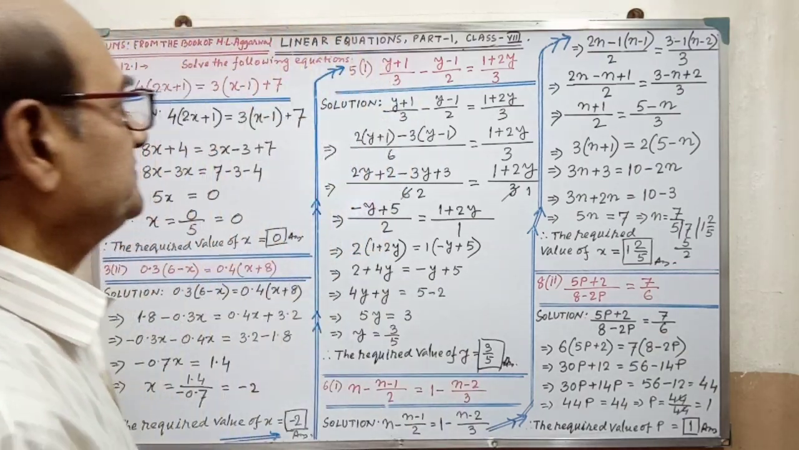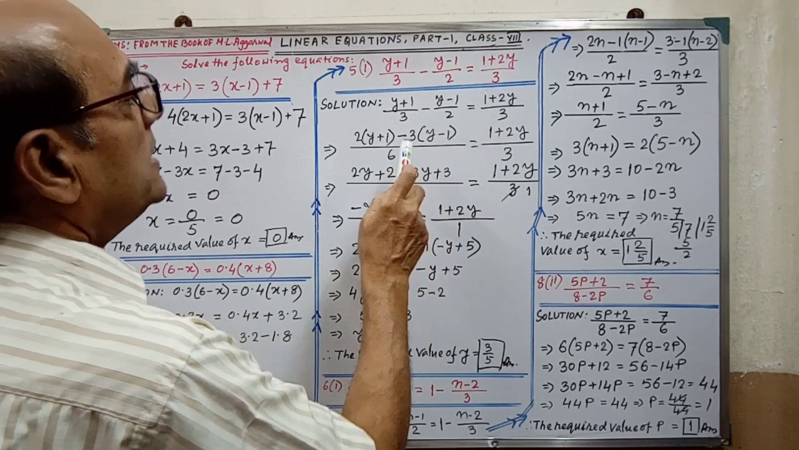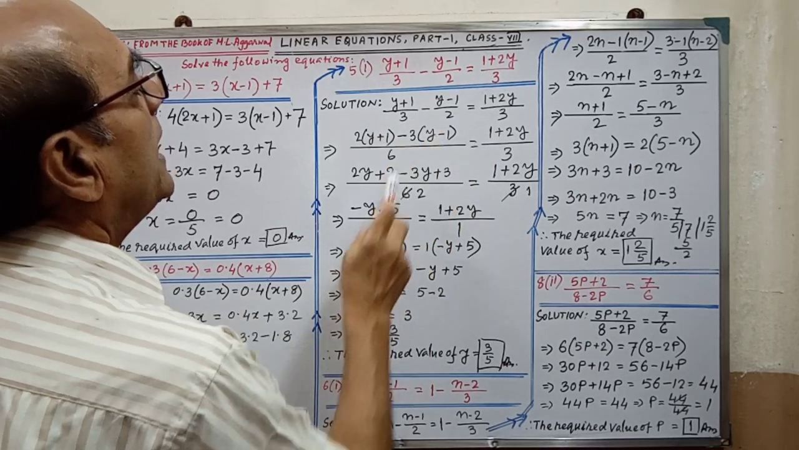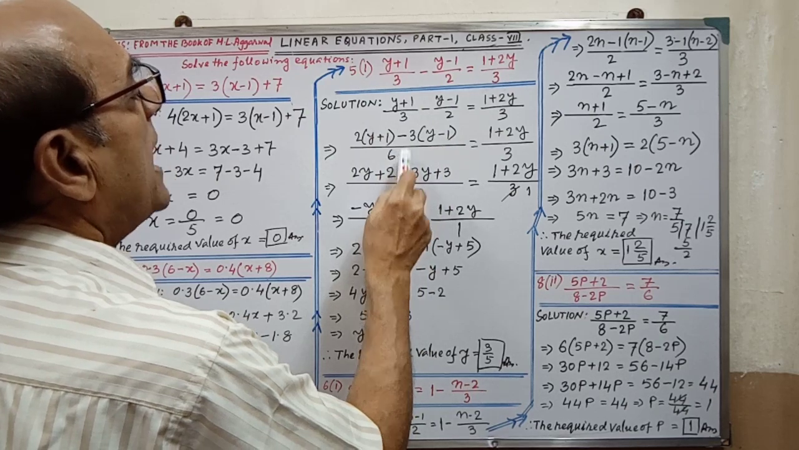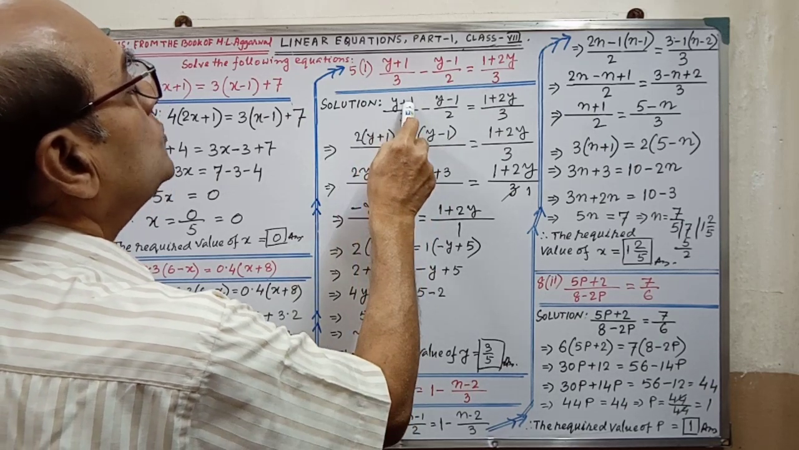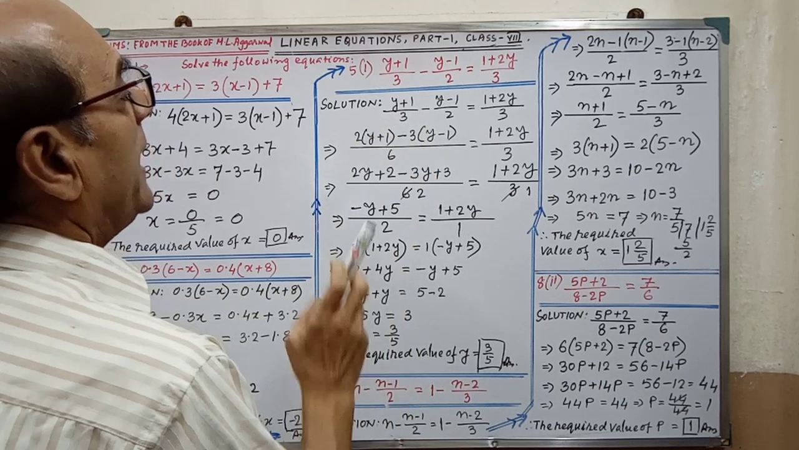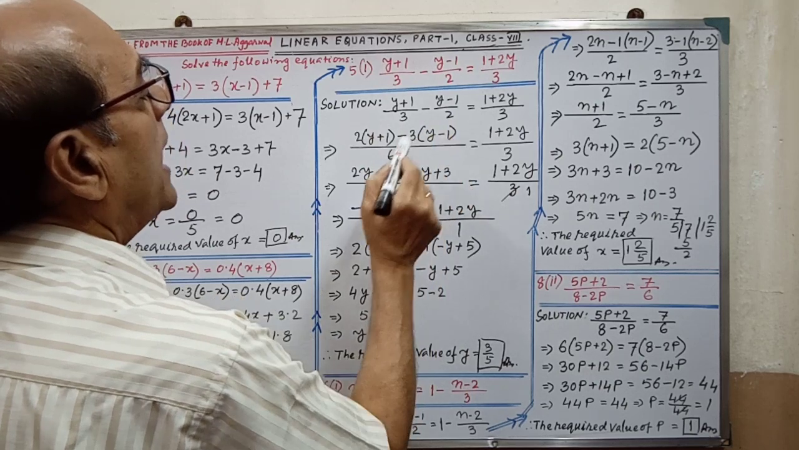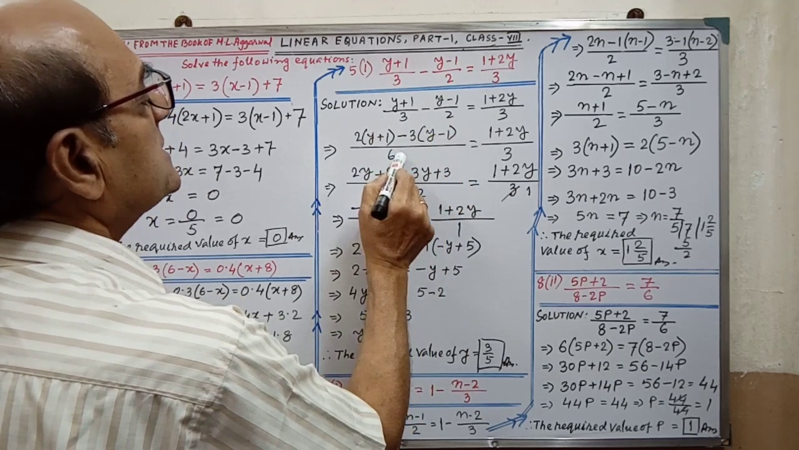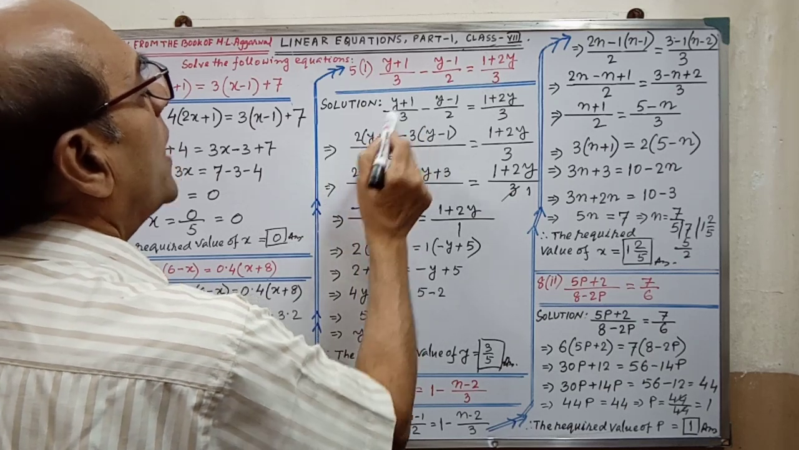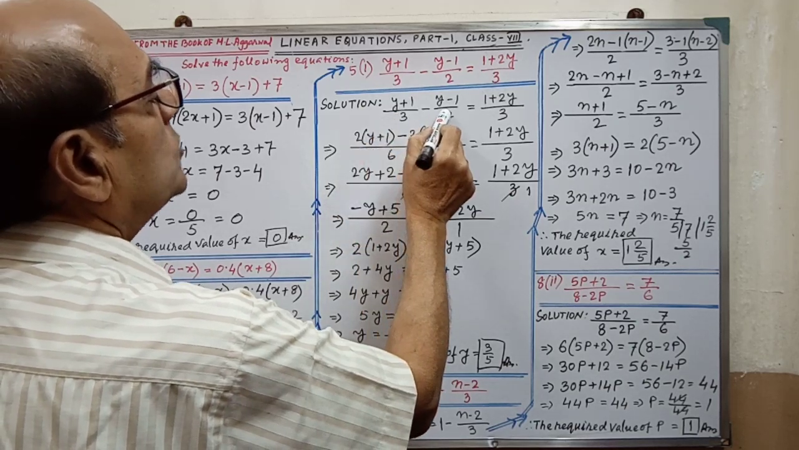Next sum. After writing the sum, we have to take the LCM of 3 and 2. LCM of 3 and 2, that is 6, and 6 divided by 3, that is 2, and 2 into y plus 1. Again I am telling, we have to take the LCM of 3 and 2, and that is 6. 6 divided by 3, that is 2, and this 2 we have to multiply with y plus 1. Same thing here we have to do.